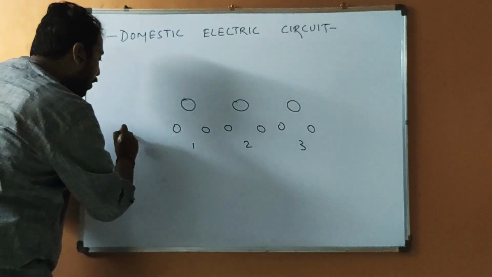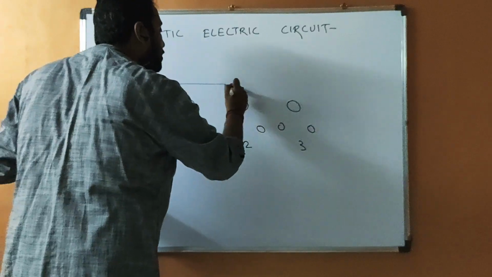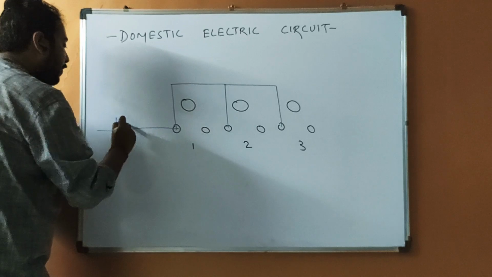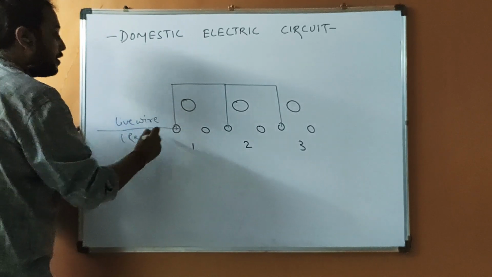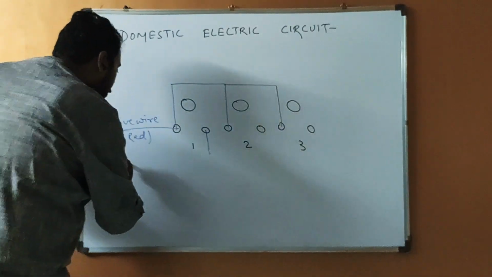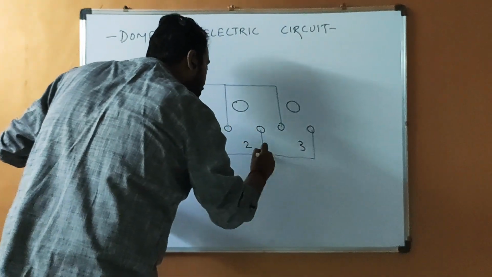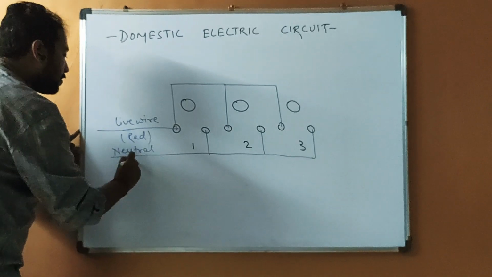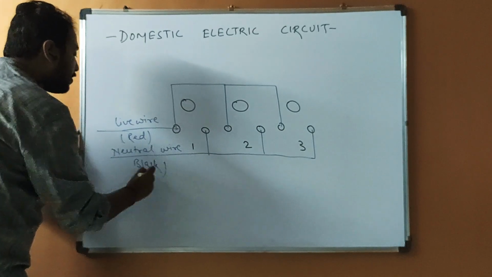Into one hole of the bottom one, in each and every socket, the live wire is connected. I am writing it here: live wire. It is of which color? Red color. It is connected to each socket. Got it? In another hole, the neutral wire gets connected. This is the neutral wire, and this is the black one.